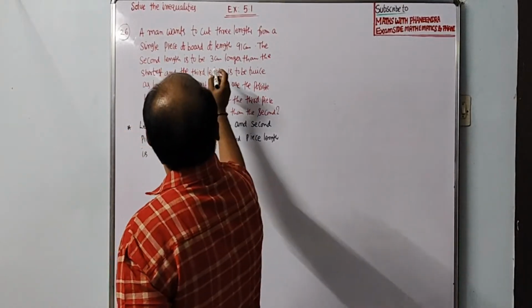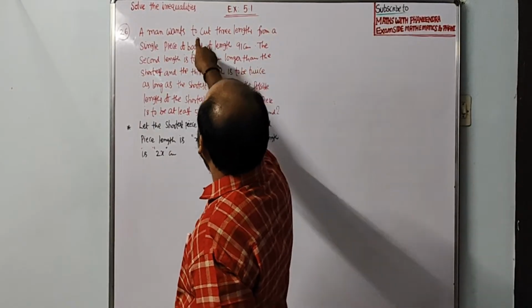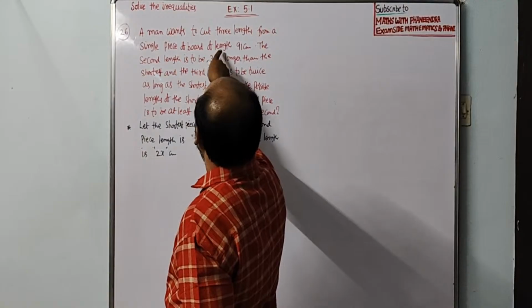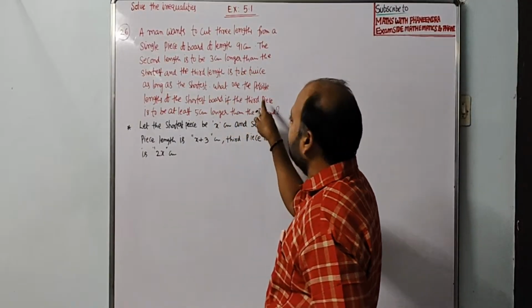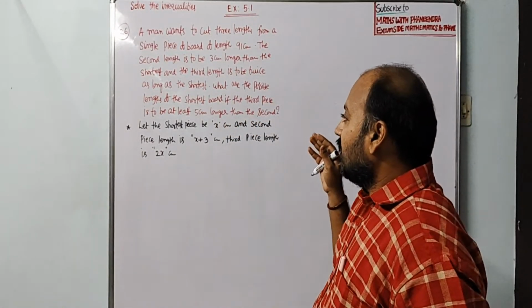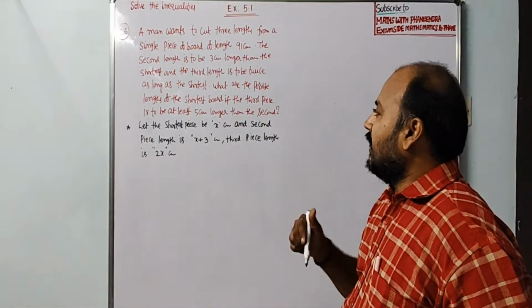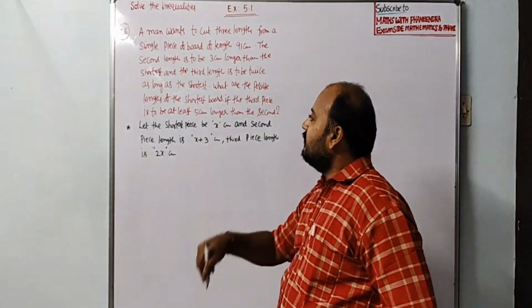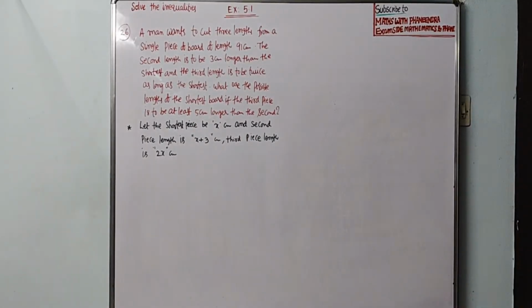So here, what information? A man wants to cut 3 lengths from a single piece of a board. Its length is 91. What are the possible lengths of the shortest board if the third piece is to be at least 5 centimeter longer than the second? That information is provided by the given condition. So the conditions you have to write here. Two conditions are there, dear students.